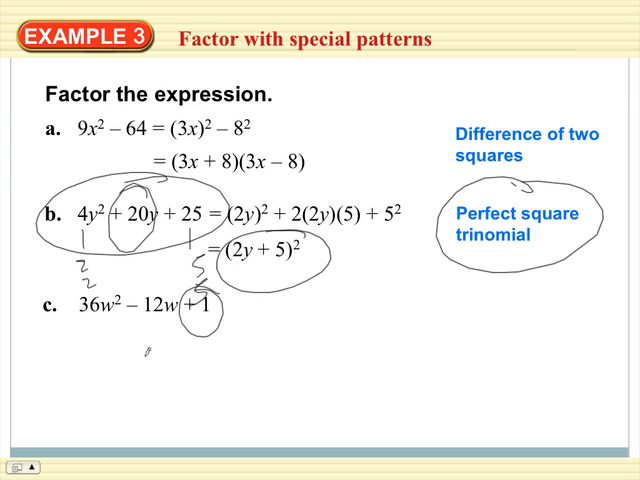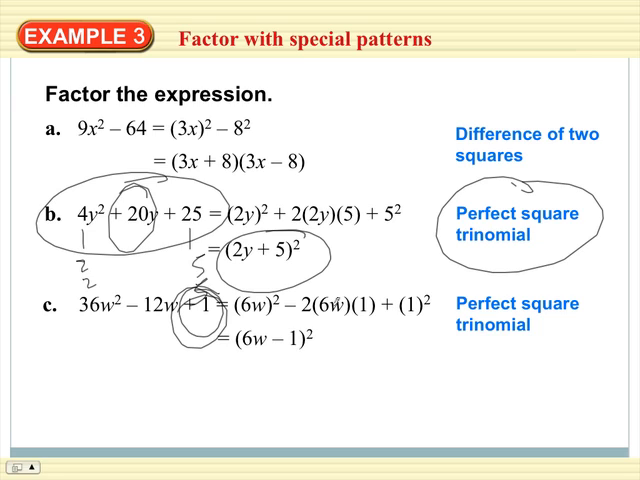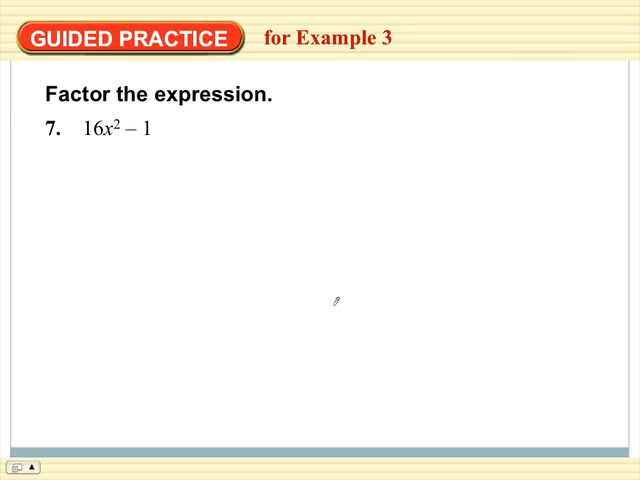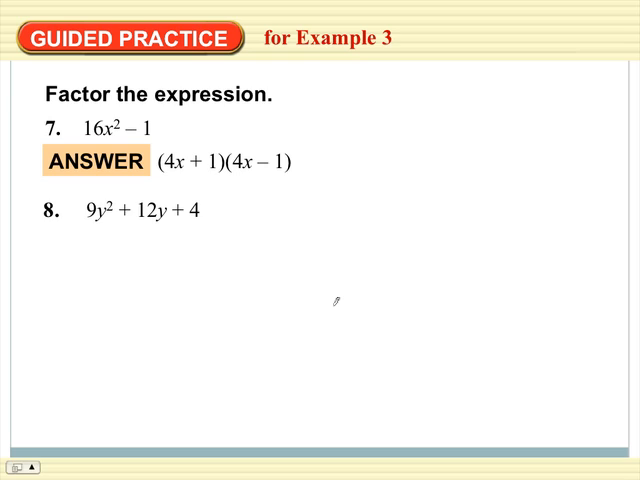Perfect square. 1 is a perfect square. People don't think of 1 as a perfect square, but it is. 1, 4, 9, 16, all those, right? 1 is a square too. So just remember that. So 36, 6 and 6, 1 and 1, and they make another perfect square again. So I'm just kind of glancing over this. 6w minus 1 squared. Okay, let's do a bunch of factoring problems. The more you do, the better you'll get.